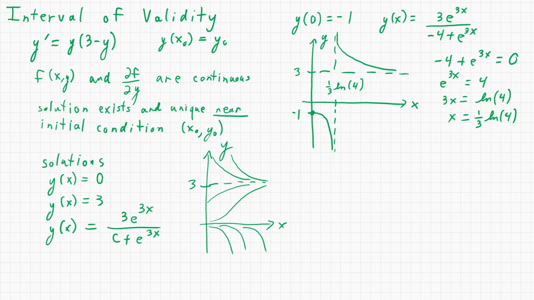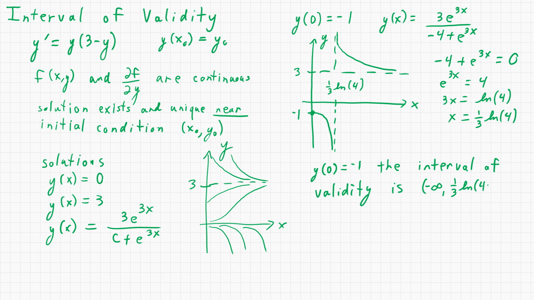So in this case, for y of 0 equals -1, the interval of validity is negative infinity. We can keep going backwards in time. Negative infinity to 1/3 natural log of 4.